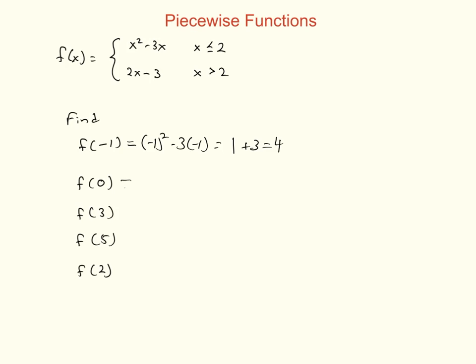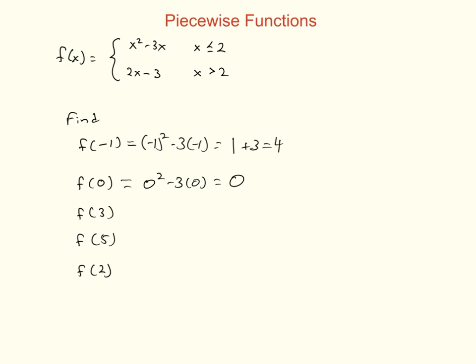f of 0. 0 is another number that is less than or equal to 2, and so therefore it works in this inequality, so when I find f of 0, I'm going to deal with that top piece. So f of 0 is going to be 0 squared minus 3 times 0, which is going to be 0.